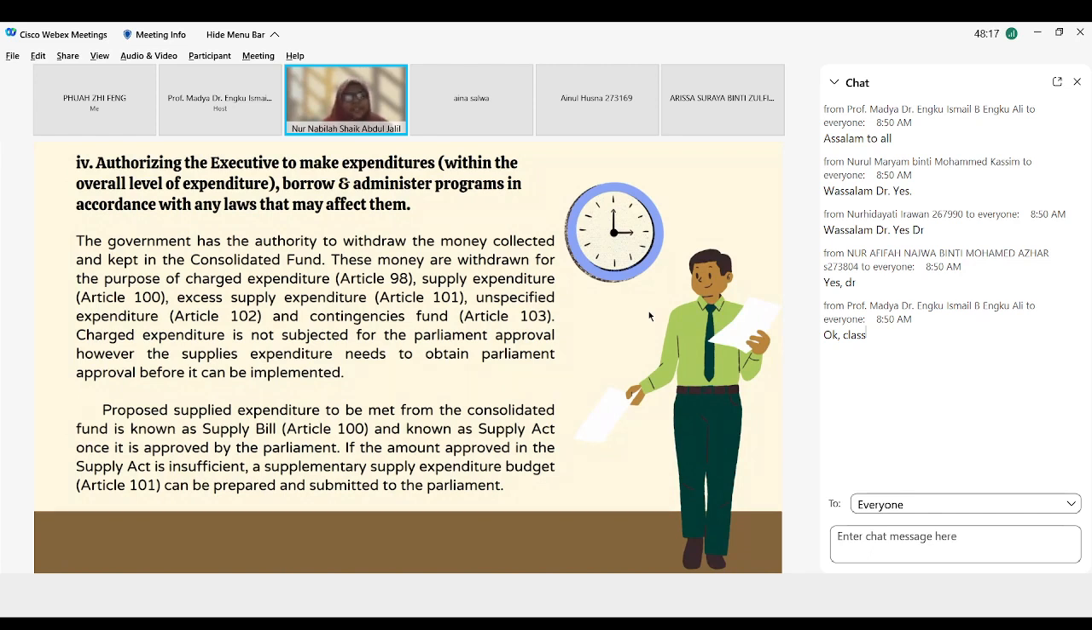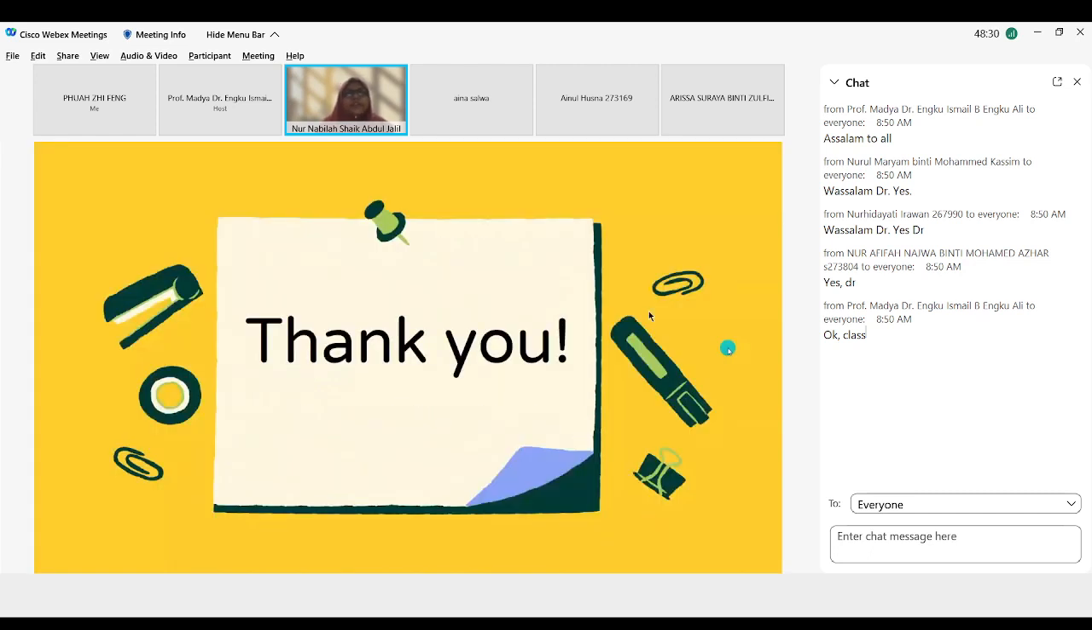These 4 powers show that the Parliament has the power to enact, repeal, and amend laws regarding financial management matters. I think that is all from me for the answer for question 1. Thank you.